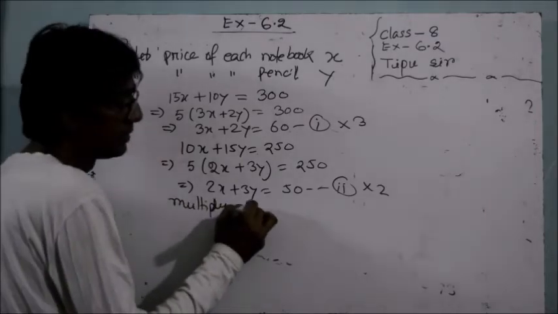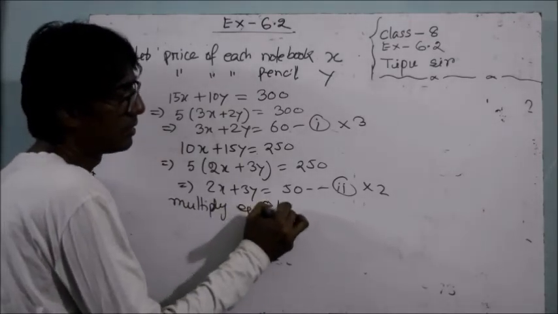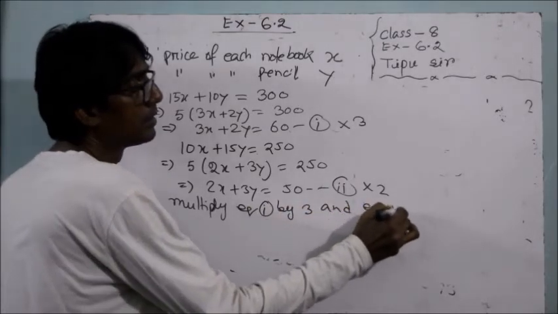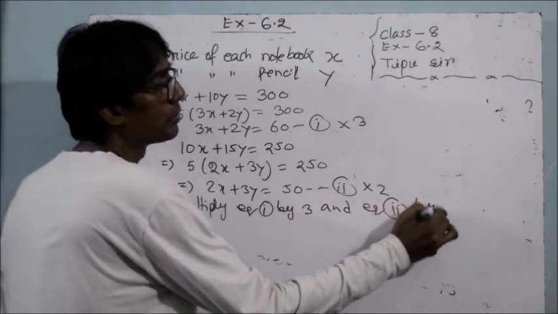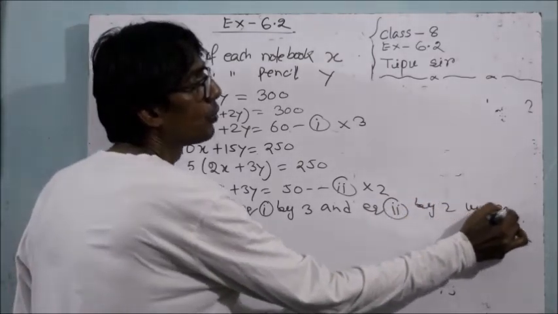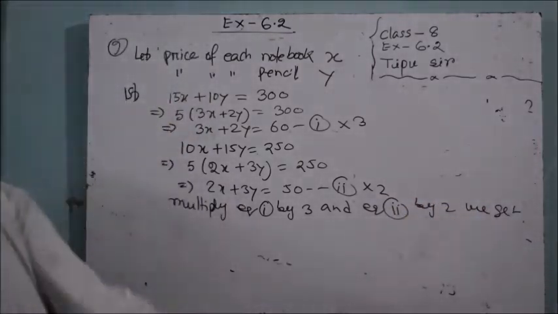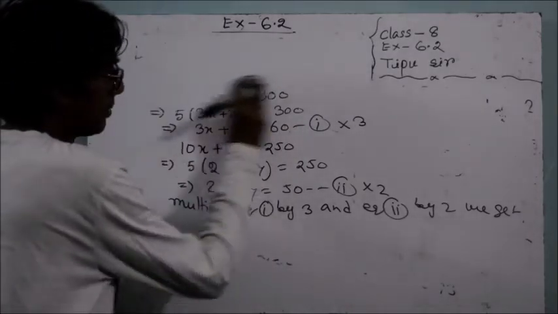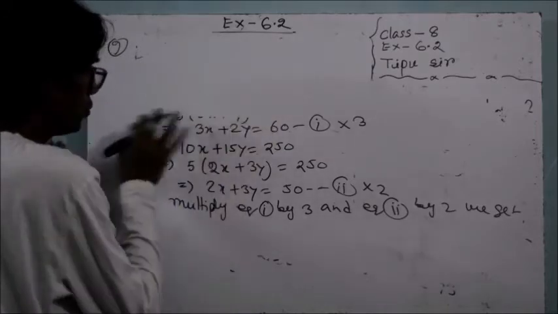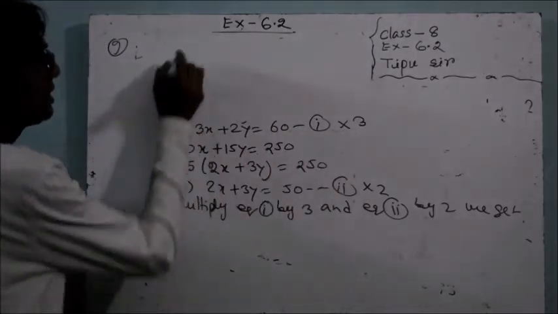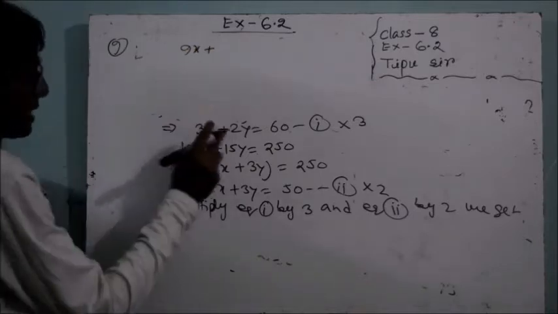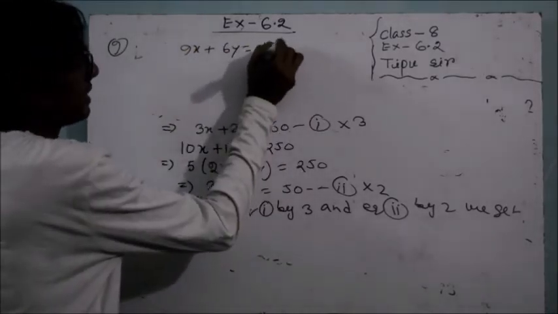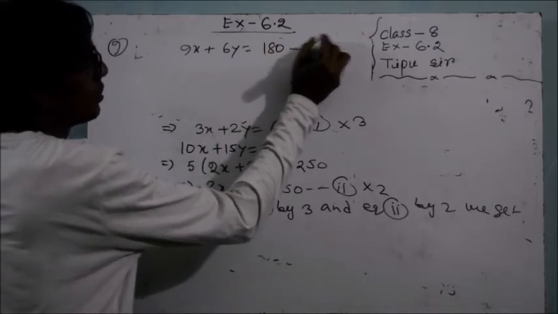So right here, multiply equation 1 by 3 and equation 2 by 2. Multiplying equation 1 by 3: 3 times 3 is 9x plus 3 times 2 is 6y is equal to 3 times 60 is 180. So this is new equation number 3.